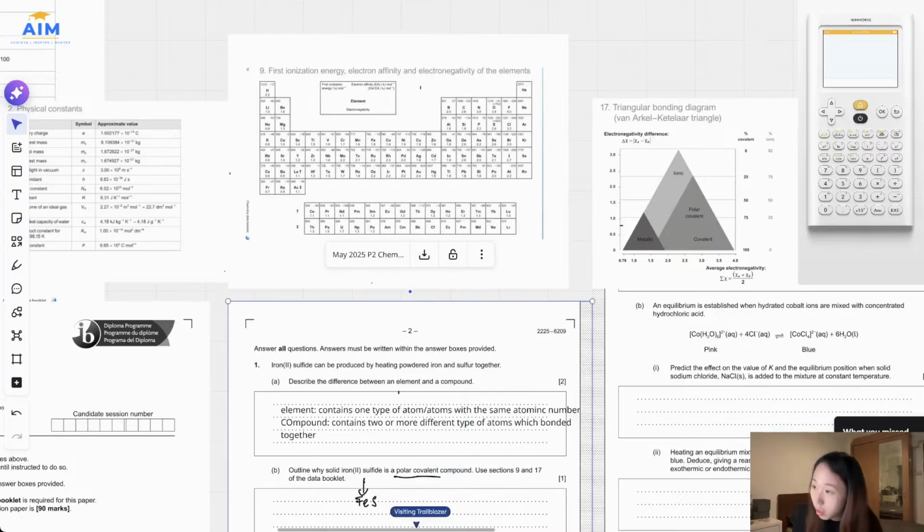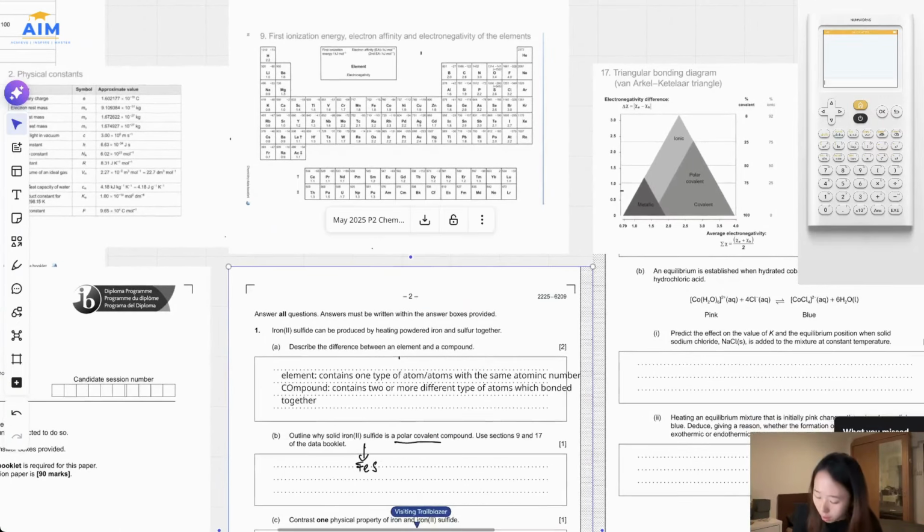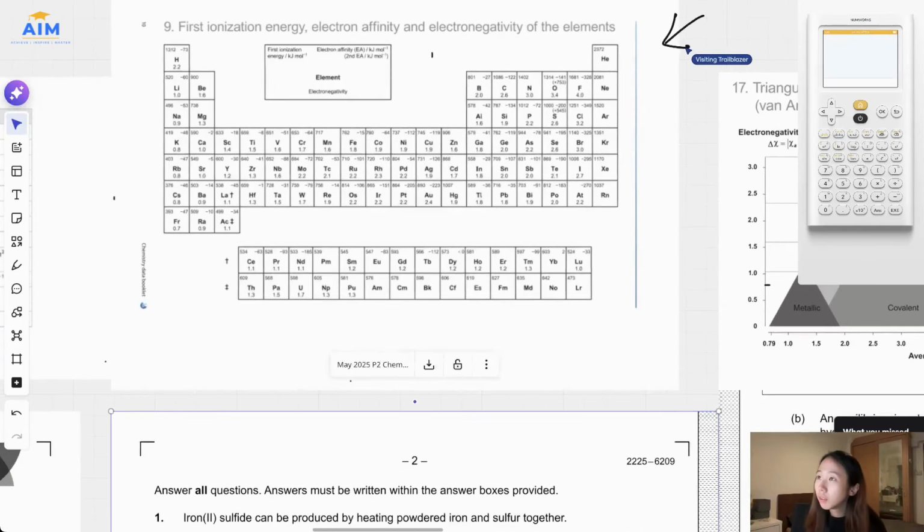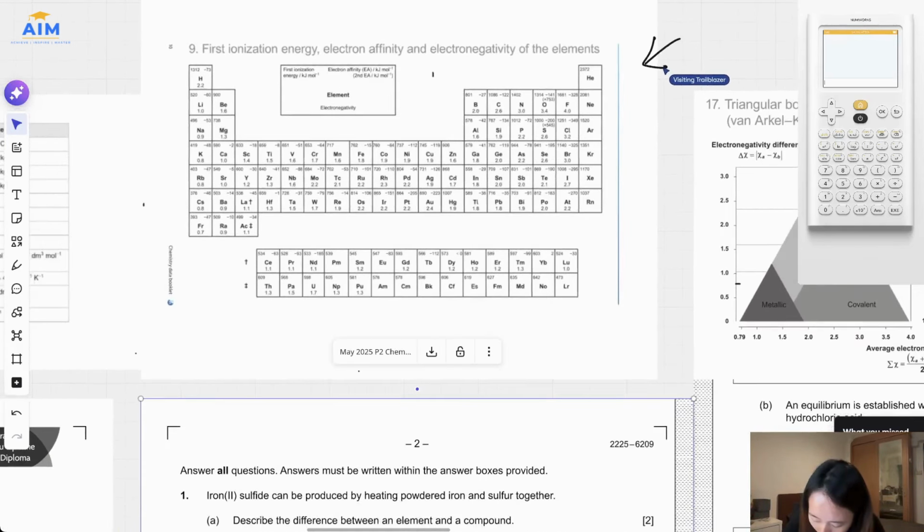So if you see here, 9 and 17, 17 is the triangular bonding diagram. This triangular bonding diagram shows that if you know the electronegativity difference and the average, we can map it out to know where this compound sits. Is it in the ionic area, the polar covalent area, or the covalent area? We look up the electronegativity in section 9 here. Let's zoom in more. The part below represents the electronegativity, so we should look at the one below.